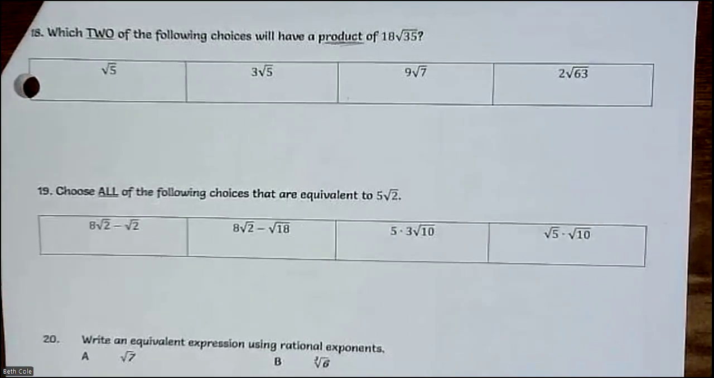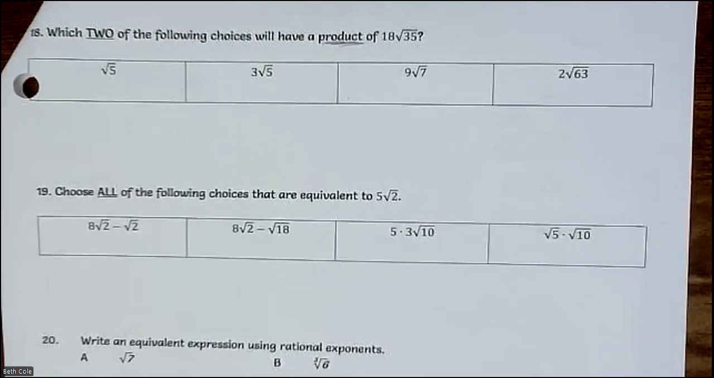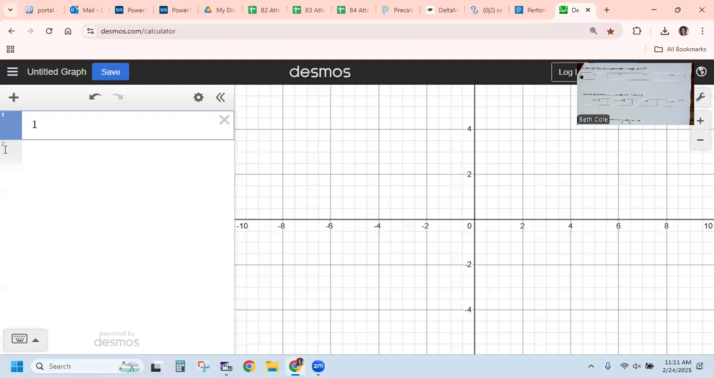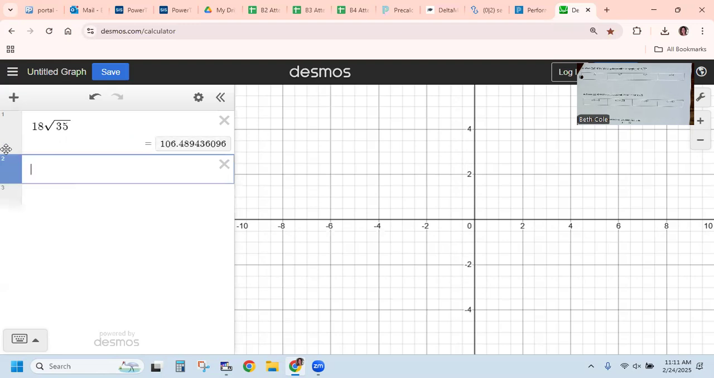Multiplication. What means plus? Let's talk about that. Sum means plus. This is multiplication. So look, you don't even need to do anything. You're going to type it in the calculator. What is it? 18 square root 35. See how I did that? 106 point blah, blah, blah.